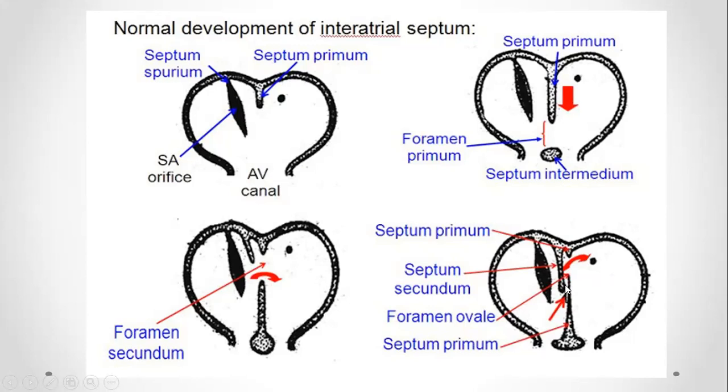If this doesn't close, it leads to a condition called a hole in the heart. You might have heard people saying that there is a hole in the heart. It occurs because the septum primum doesn't fuse with the septum secundum, and there is communication between the right atrium and the left atrium through the foramen ovale. So this is called the hole in the heart.